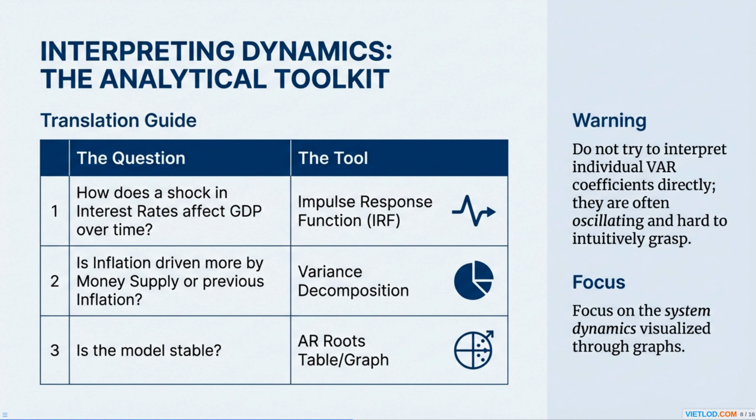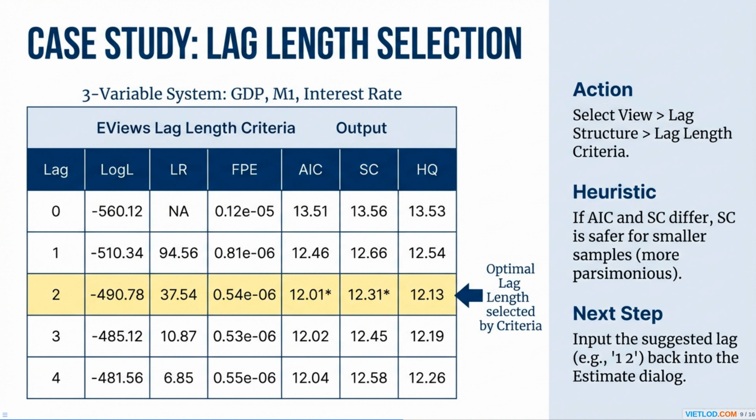To understand what proportion of a variable's future movement is due to shocks from other variables, we use variance decomposition. And to check the fundamental assumption of is the model stable, we examine the AR roots table or graph, as we discussed earlier.